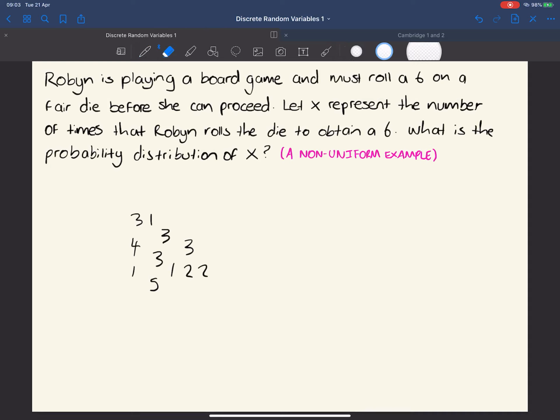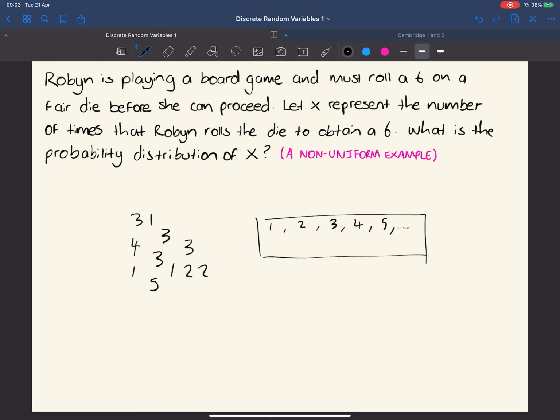So we can't define our probability distribution with a box that ends, because how many times does Robin have to roll the dice or die before she can continue? Well, she might have to roll the dice 3 times or 4 times or 5 times. She might have to roll the dice infinity times. So we can't use a table. Well, we can use a table to help us, but what we're going to do in the end is not make a table for our answer.